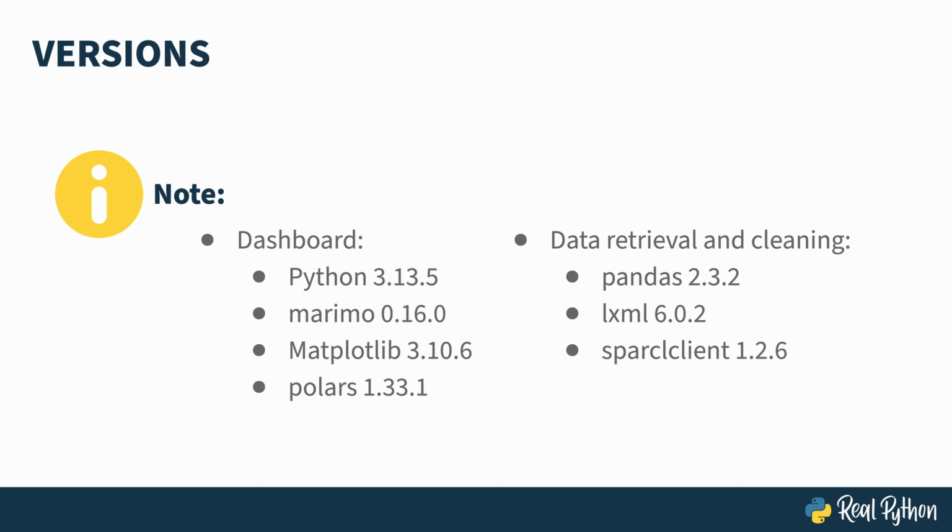In the supporting materials dropdown below this video window, you'll find some CSV files that contain the data used in the dashboard. If you don't want to connect to the Astrolab database and fetch your own, you can stick with the provided CSVs. If you do want to follow along with the data retrieval side, I used pandas 2.3.2, LXML 6.0.2, and the Astro Data Lab client, Sparkle Client 1.2.6. For your convenience, the supporting materials download also has a directory named Requirements, which has two text files you can use to pip install these two sets of packages.